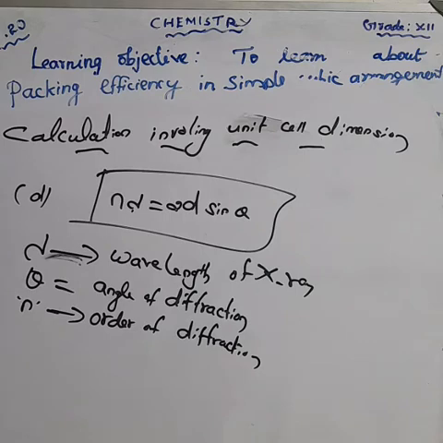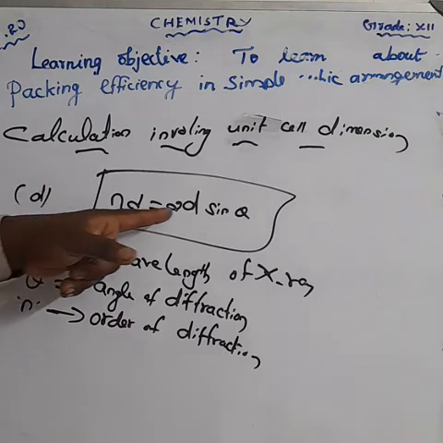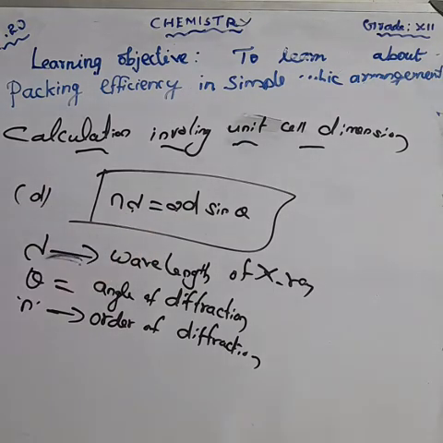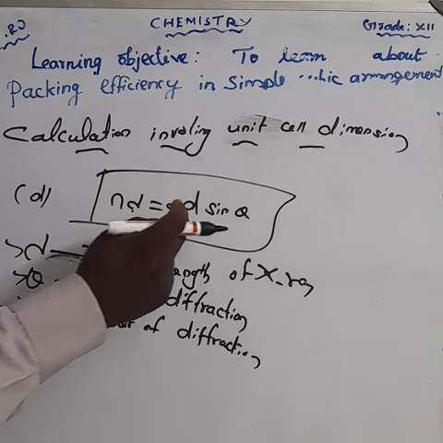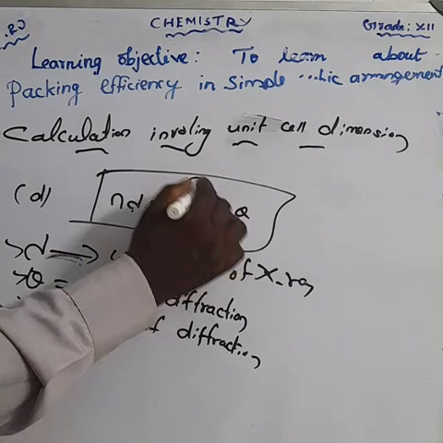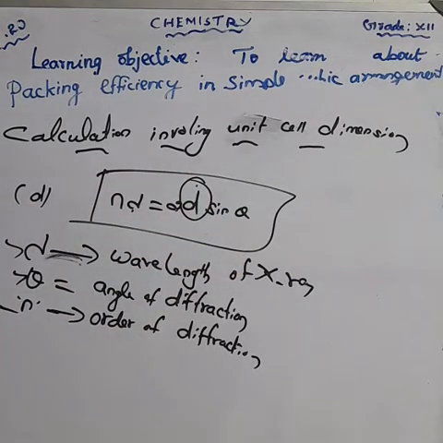Okay, and the important point: by knowing the value of theta, lambda and n, we can calculate the value of d. By knowing the lambda value, theta value and also the n value, we can calculate what? We can calculate d.